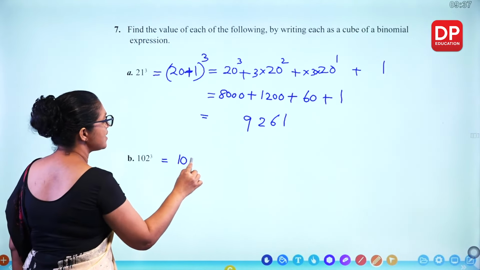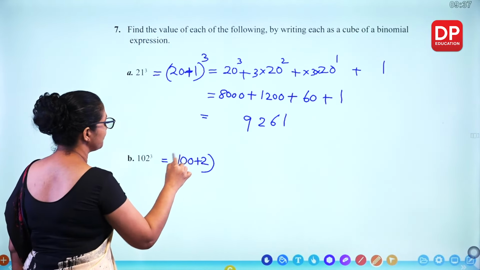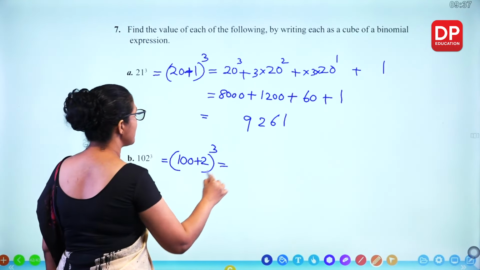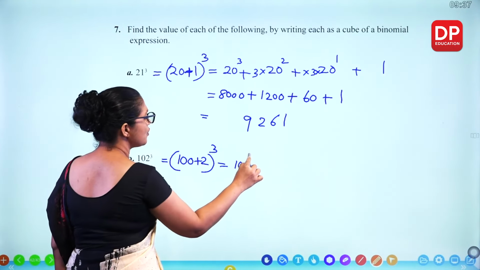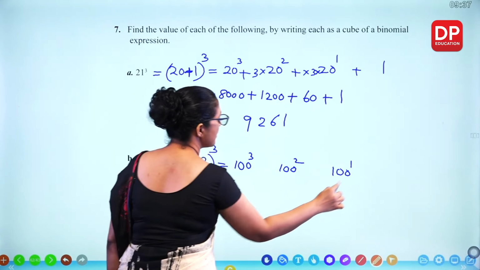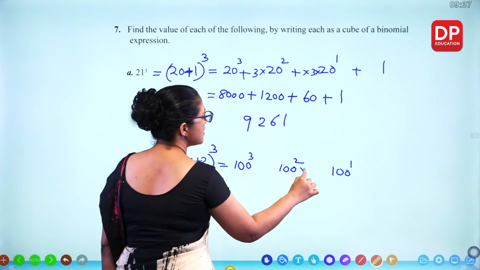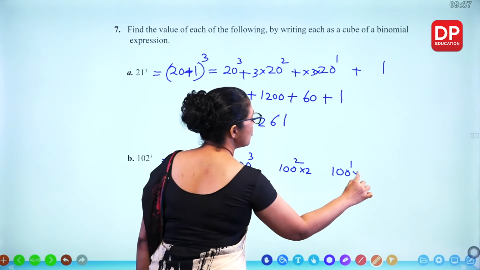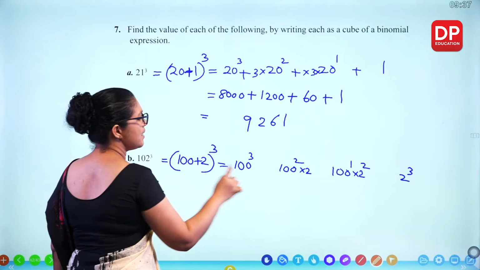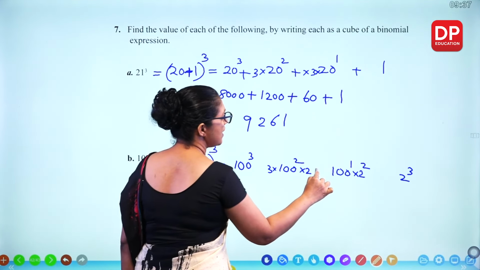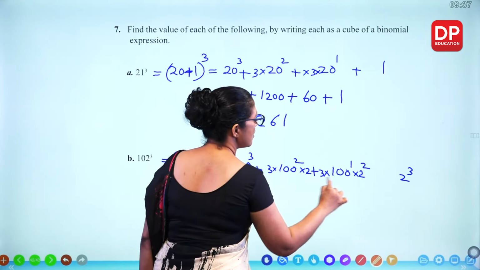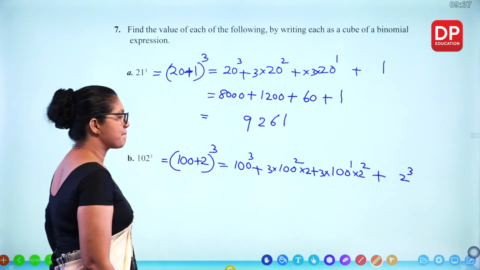102 I can write 100 plus 2. Now use the expansion. 100 to the power 3, 100 squared, 100. Then second term, 2 squared and 2 to the power 3. And then middle term you multiply by 3, and all these positive, you put positive sign.